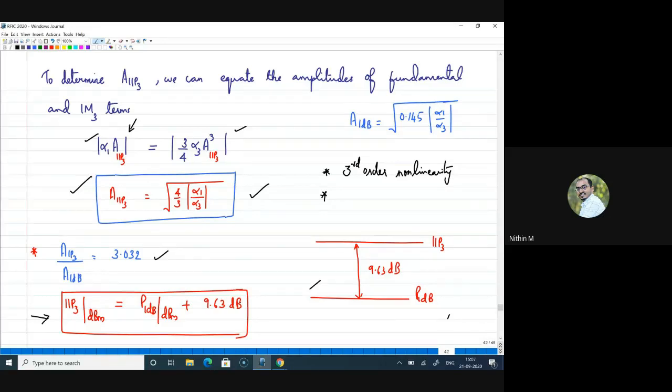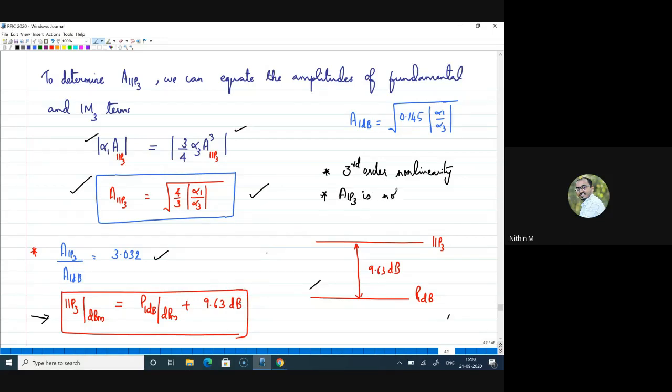But again, why we are not going for the exact value in arriving at that expression is because we have neglected the higher order harmonics. So I cannot always say that a practical system will be limited to third order nonlinearity. There may be higher order harmonics, and those harmonics can manifest themselves in the system. For such reasons, to make the calculations very simple, we are writing AIP3 as this.